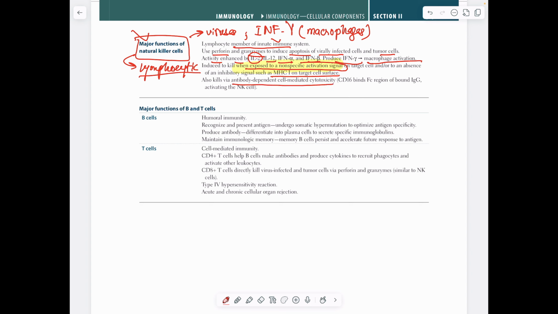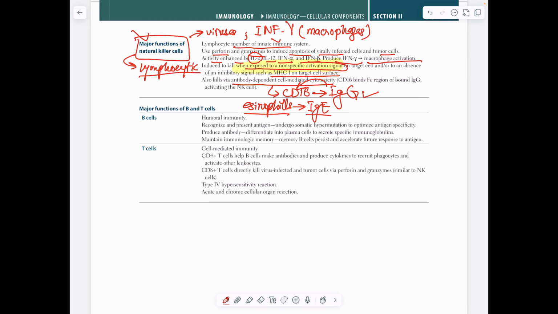What is antibody-dependent cell-mediated cytotoxicity? It means it needs an antibody to get activated. So the CD16 of natural killer cells attaches to the Fc region of immunoglobulin G, and it will be activated. The same happens with eosinophils; eosinophils need IgE to get activated. There are two cells that activate antibody-dependent cell-mediated cytotoxicity: natural killer cells, which need IgG that attaches with CD16, and second, eosinophils, which need IgE.